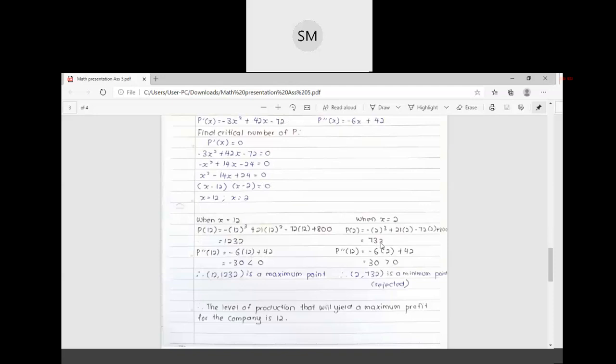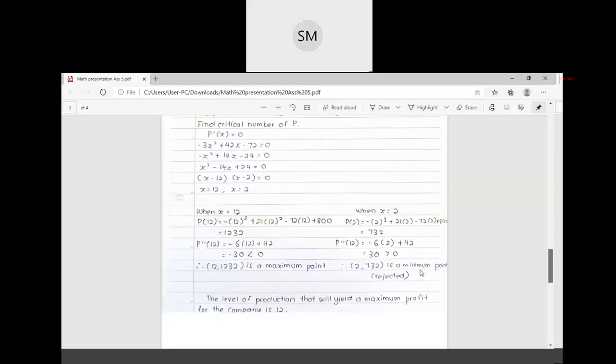So the same thing we're going to do for 2. We're going to substitute 2 into the profit function. We will get 732, and we're going to substitute that thing in the second derivative, which is negative 6(2) plus 42, and we will get 30, that is more than 0. We can conclude that 2 and 732 is the minimum point.